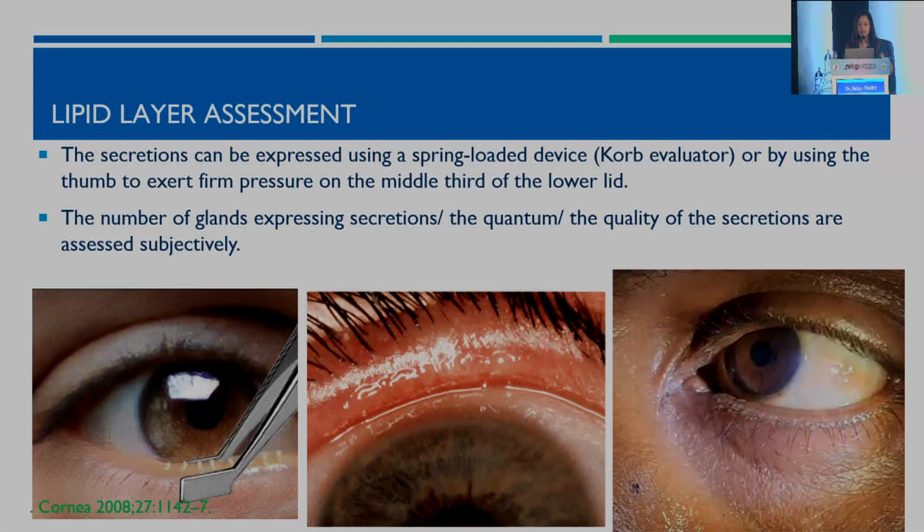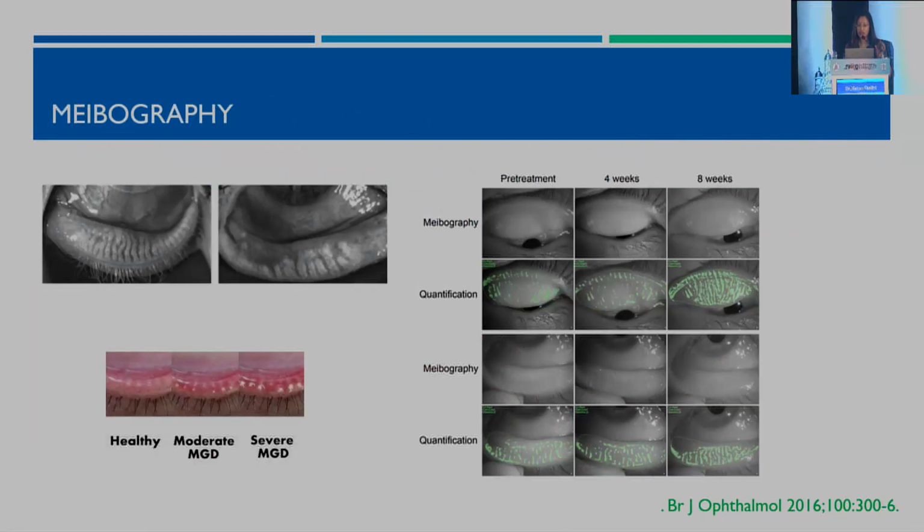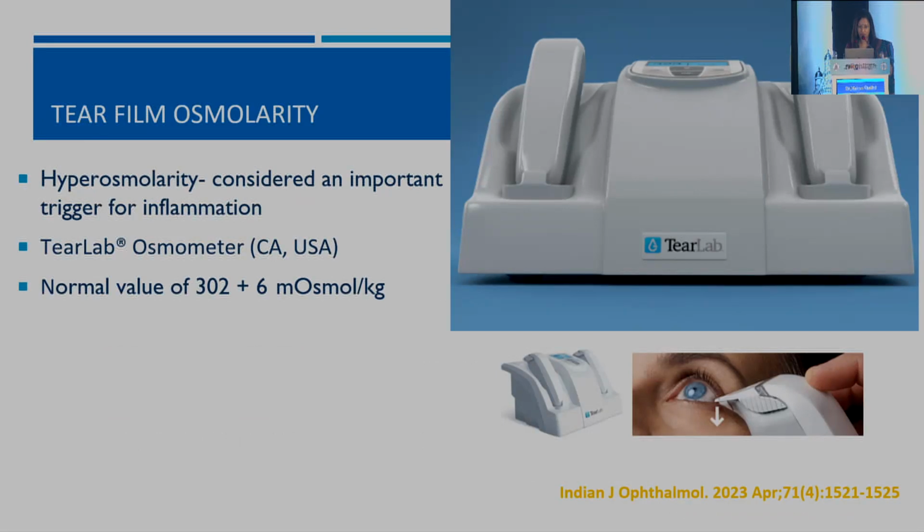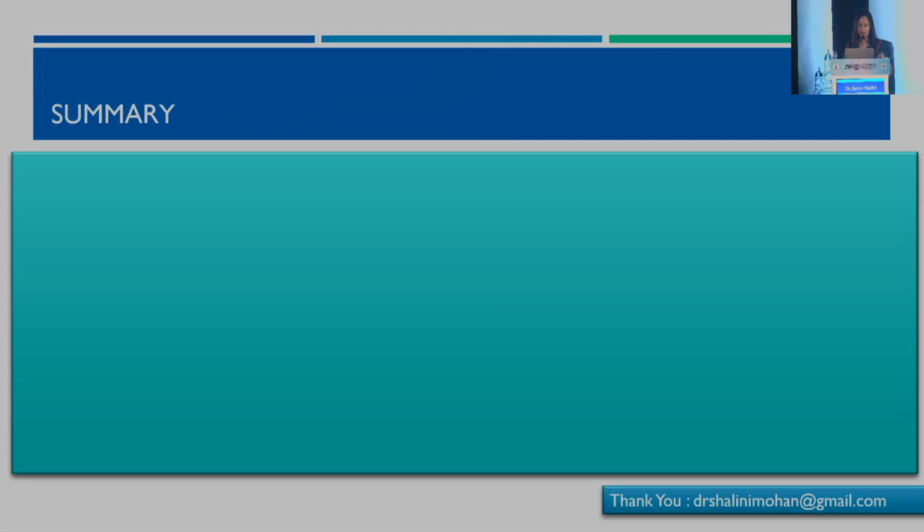Now, lipid layer assessment is important. You can express with the help of a meibomian gland evaluator, or you can pinch to see how much sebum there is. Otherwise, you can do meibography by infrared photography. Tear film osmolarity is an important component which helps us to assess the inflammation, but that needs a specialized instrument.